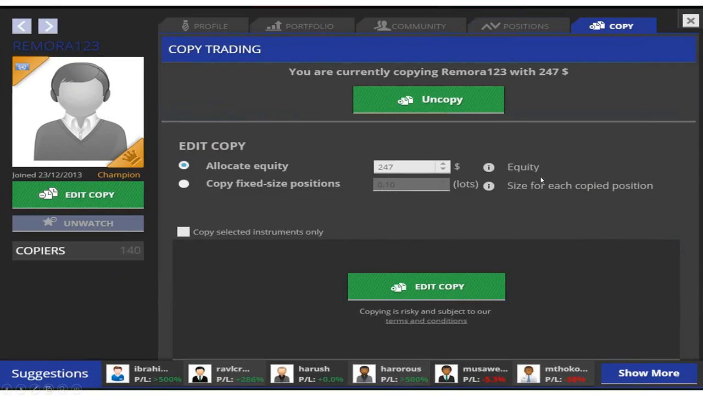Now this is what I call your control. This is your window of allocating equity, allocating money. When I say equity, I mean money. So this particular trader, as you can see, I've copied him. I can edit the copy. I allocated $247. I'll highlight the area. As you can see, I allocated by dollar. You can do this if you have a $1,000 account.